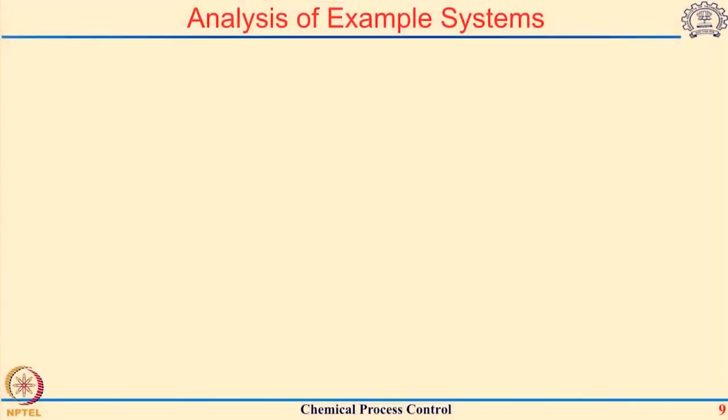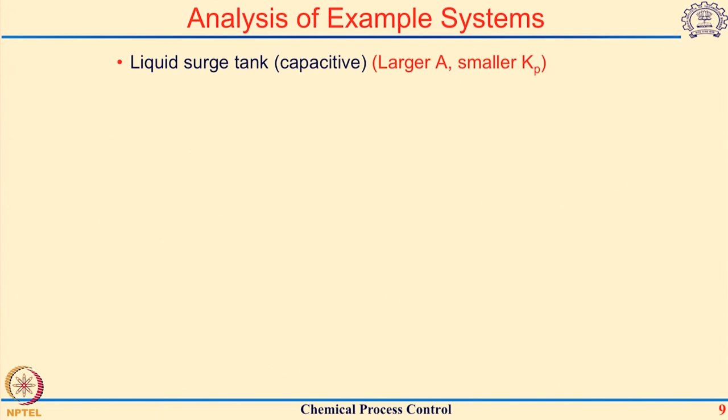So let us revisit the examples which we have considered. The first example was our surge tank, which was a purely capacitive process, and there was only one parameter, Kp, which was the gain, and that is equal to 1 over A, where A is the area of the tank. So the implication of that is, the larger the area of the tank, the smaller is the Kp. Accordingly, what we had seen in the response is that a step input would give a linear response. So the larger the area, the smaller will be the gain, and it will take a longer time to overflow.